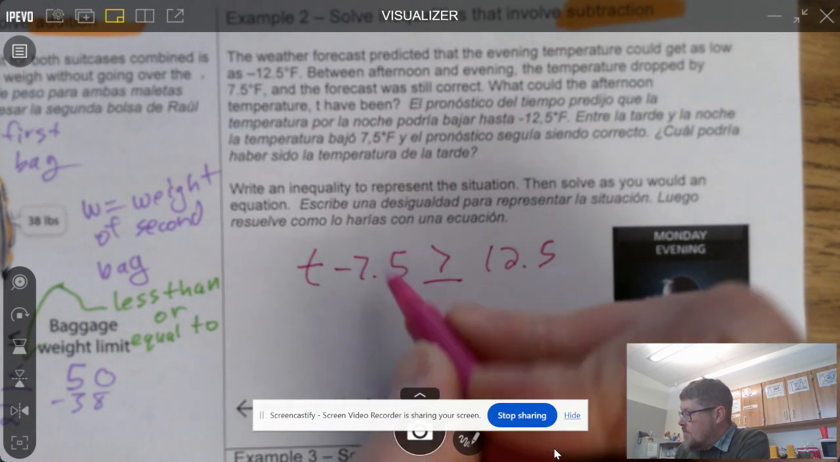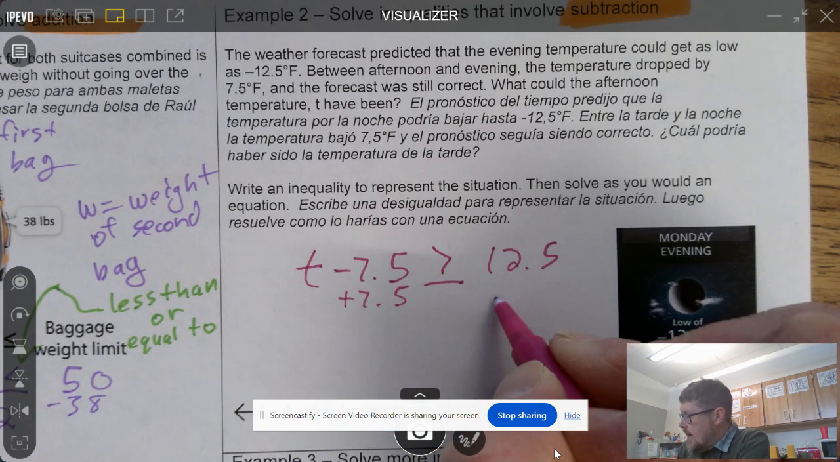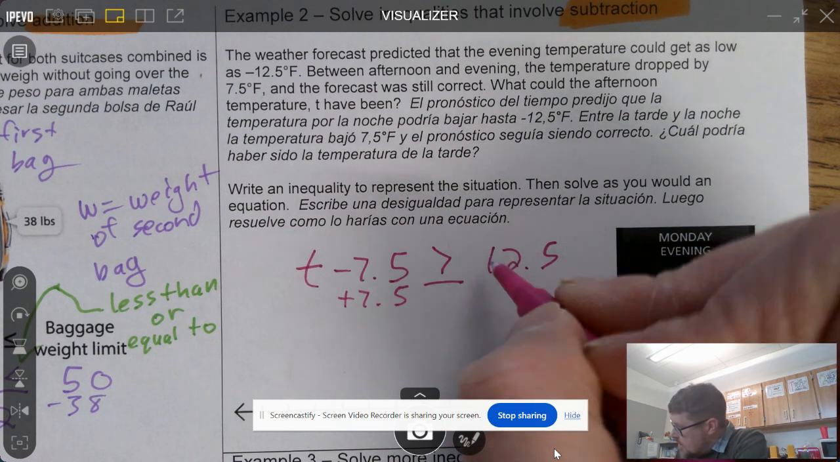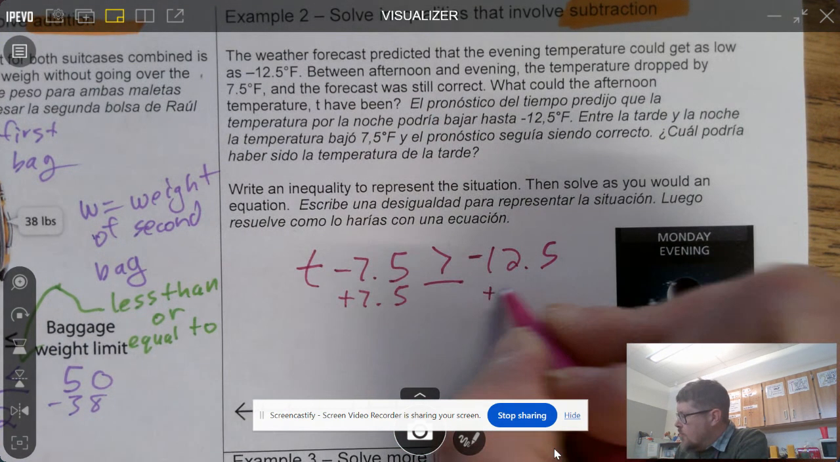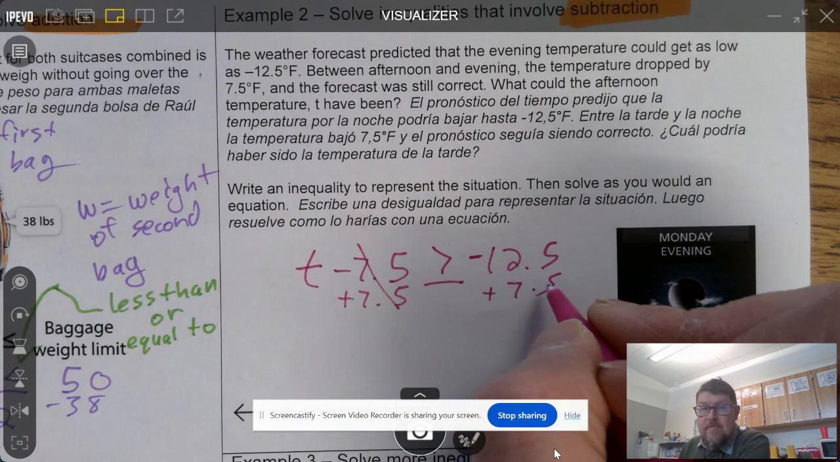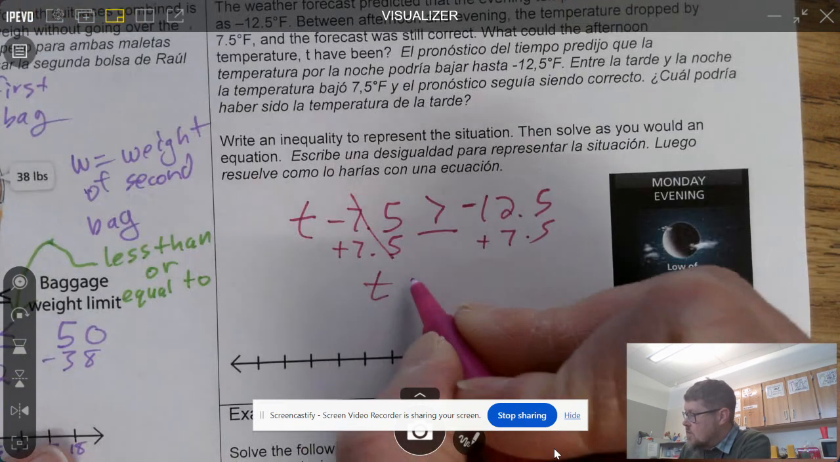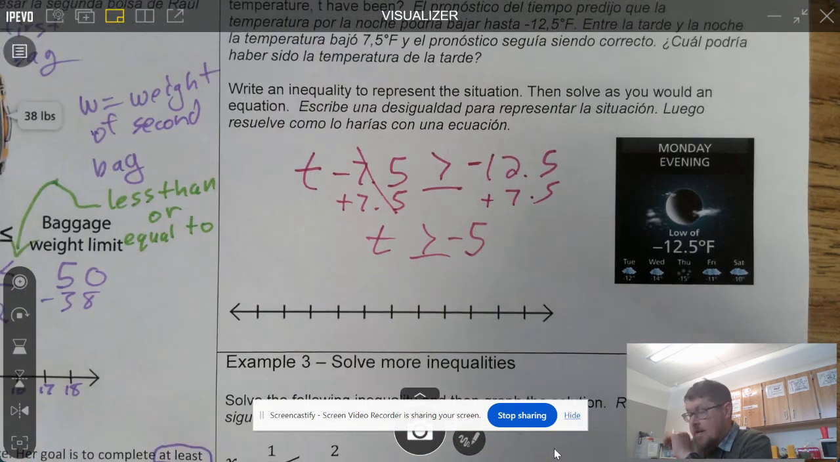And then we've got subtraction right here. The opposite or inverse of subtraction is addition. So I add, this is my bad, negative 12.5. Sorry, guys. You could use a calculator for that. Negative 12.5 plus 7.5 is going to get you negative 5. Okay.